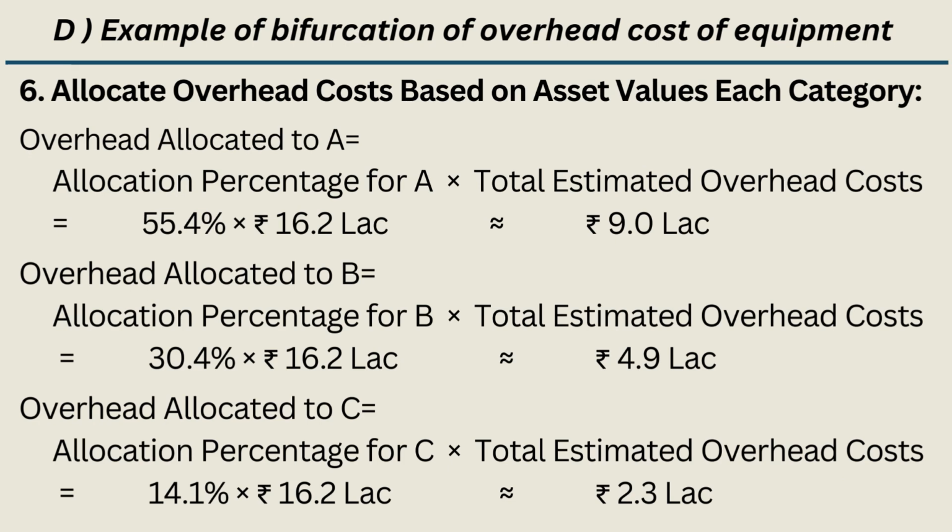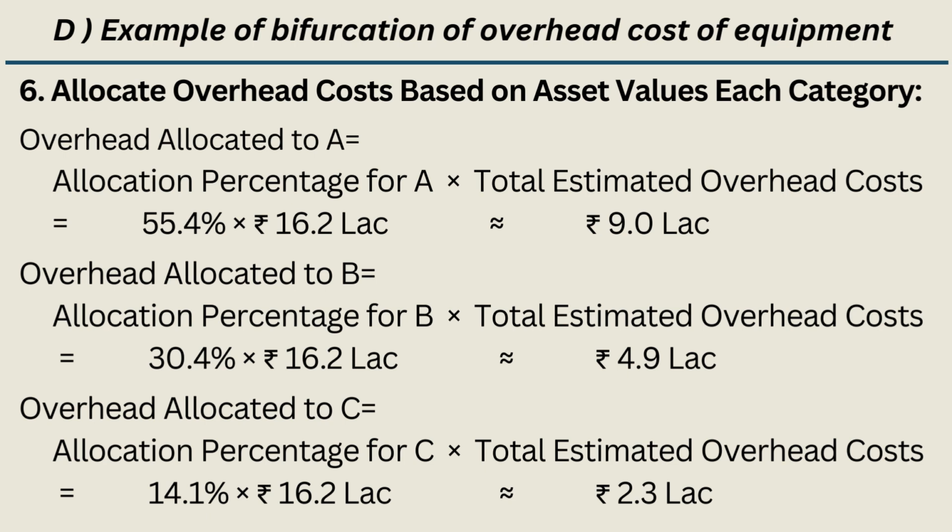6. Allocate overhead costs based on asset values for each category. Overhead allocated to Category A. Overhead allocated to A equals allocation percentage for A multiplied by total estimated overhead costs. Equals 55.4% multiplied by 16.2 Indian rupees lakh is almost equal to 9 Indian rupees lakh.